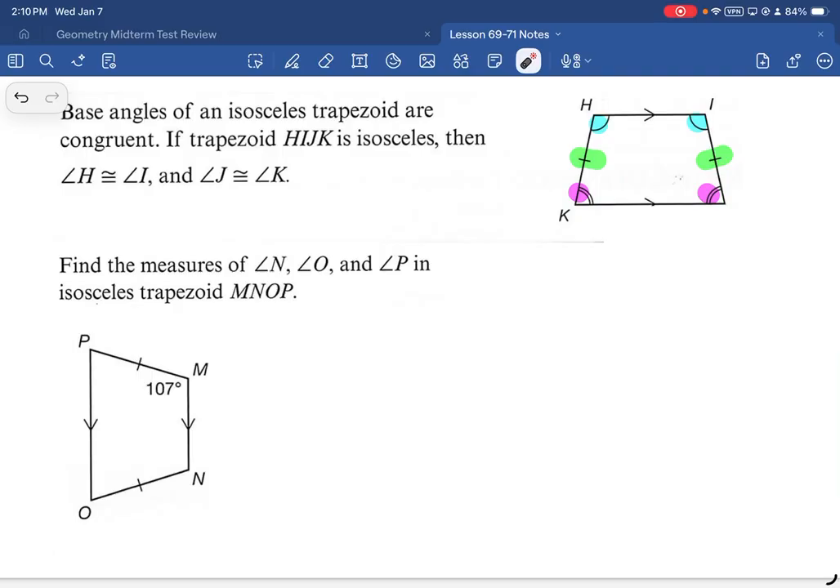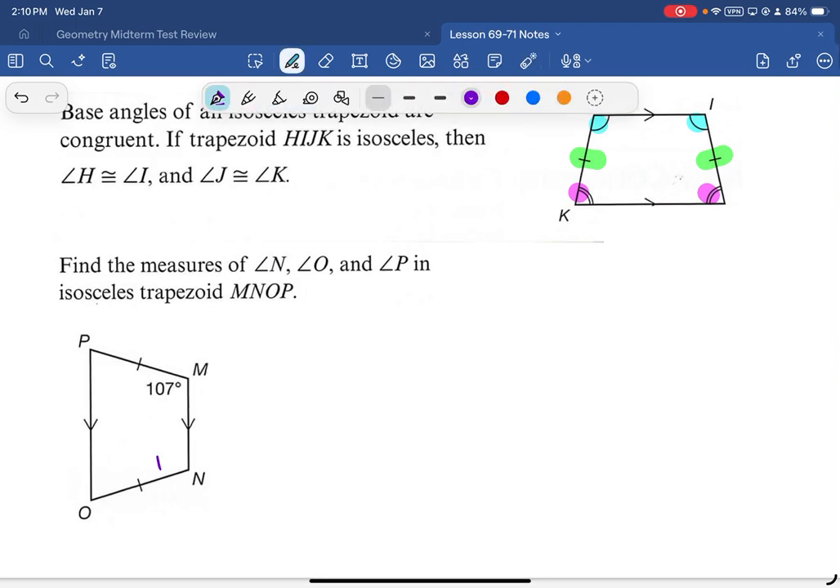All right, Harper, you start off. Tell me one of those angles. N is also equal to 107 because it's congruent. Yes, angle N is equal to 107 degrees. Anybody want to take a stab at P or O? What do you think? P would be 180 minus 107, which gives you 73. Nice work. And then that last angle?